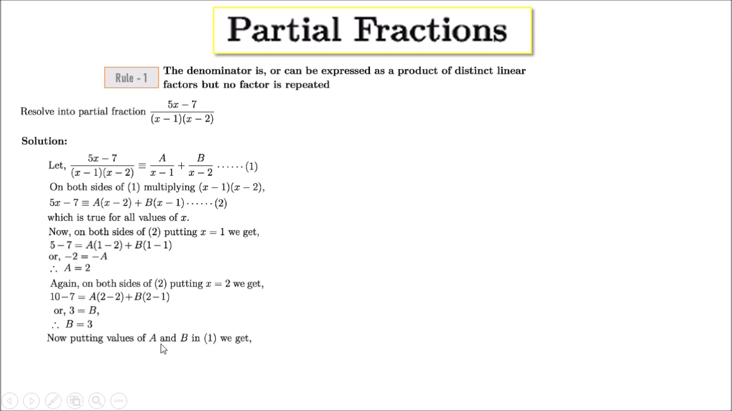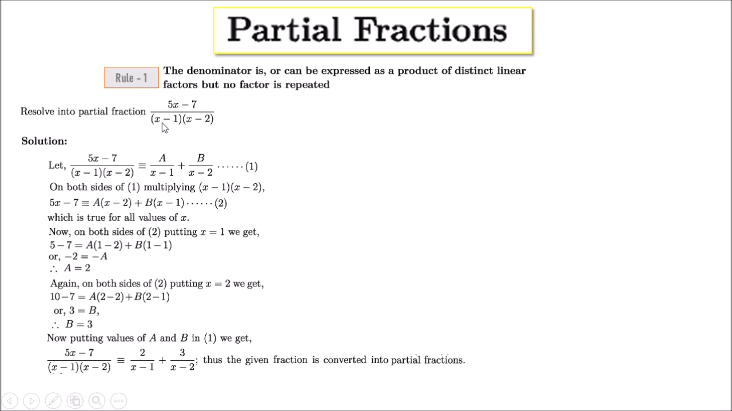So now we put the values of a and b in equation number 1, and we get 5x minus 7 by x minus 1 into x minus 2 equals 2 by x minus 1 plus 3 by x minus 2, and thus the given fraction is converted into partial fractions. So now you can write the answer here. So this is the whole solution of rule number 1.